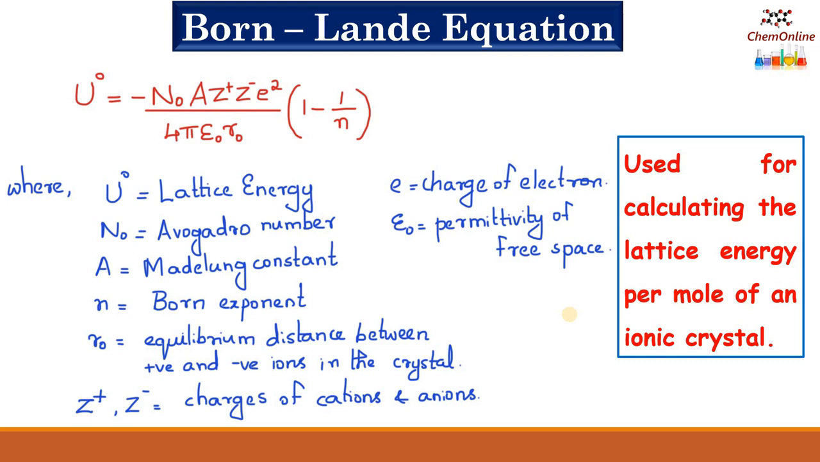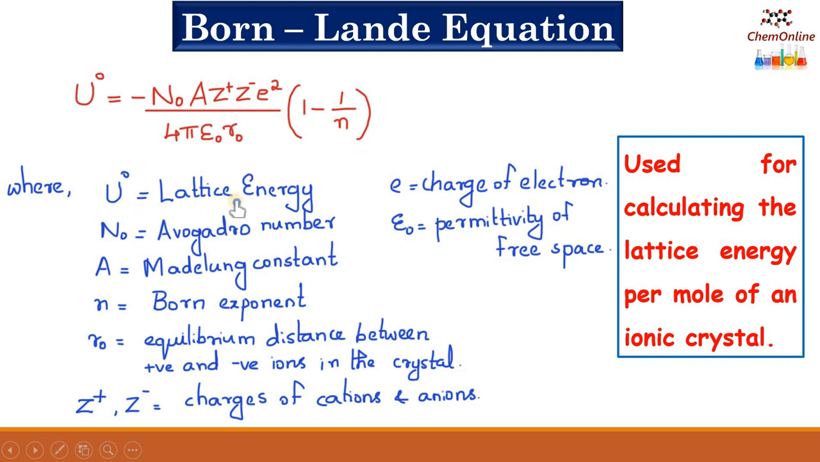Now we have an equation which is used for calculating the lattice energy per mole of an ionic crystal, and this equation is known as the Born-Lande equation. That is given by U0 equals minus N0 A Z+ Z- e² by 4 pi epsilon naught r naught, into (1 minus 1 by n).